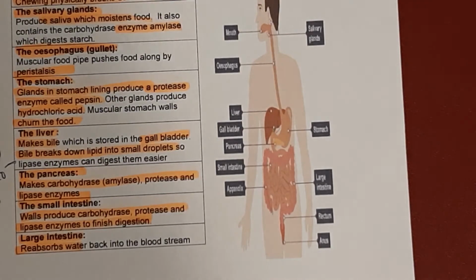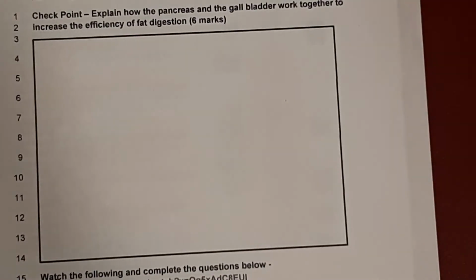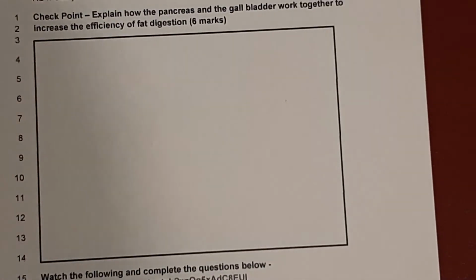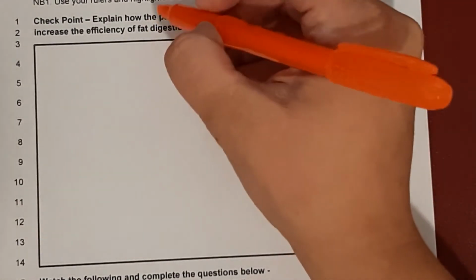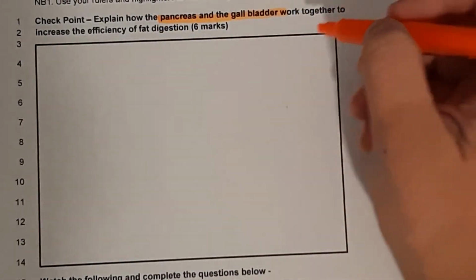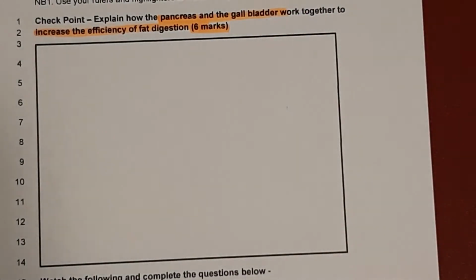Okay, so we're going to move on now, and we're going to start on the checkpoint question on page 18. So explain how the pancreas and the gallbladder work together to increase the efficiency of fat digestion. So it asks you about the pancreas and the gallbladder and how they work together to increase the efficiency of fat digestion. So there are 6 marks there, that's 6 separate things that need to be said. You need to talk specifically about the pancreas and again also about the gallbladder and how they affect the digestion of fats and make it faster. Okay, so you're going to pause the video and answer this question and then we'll mark it together.